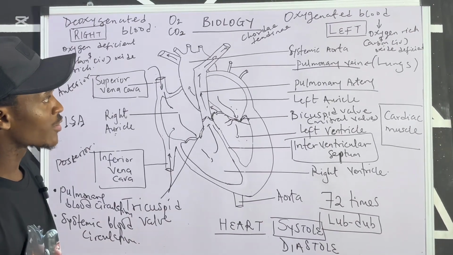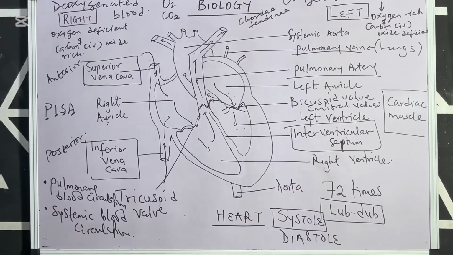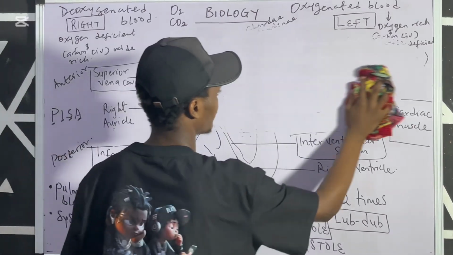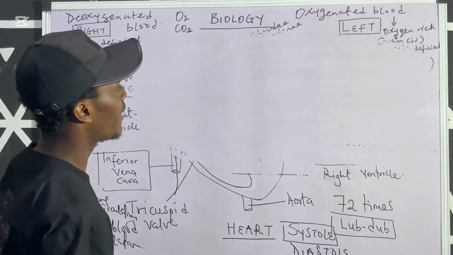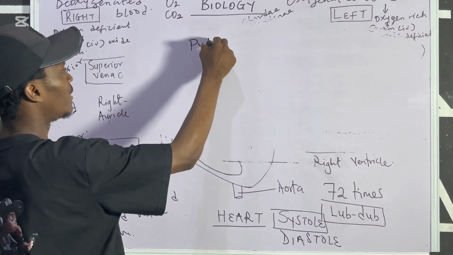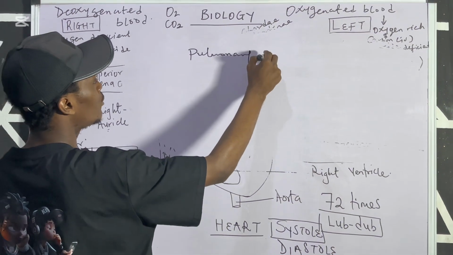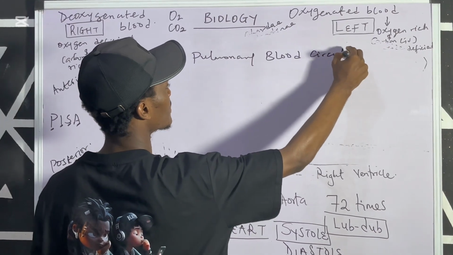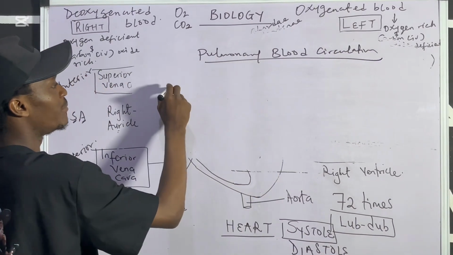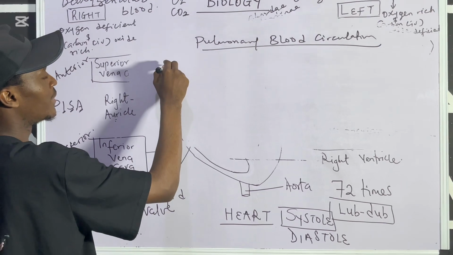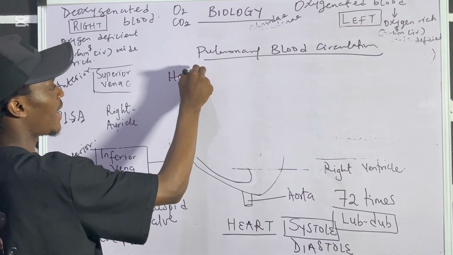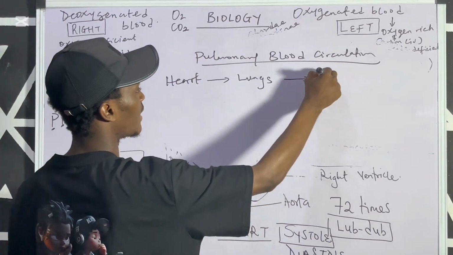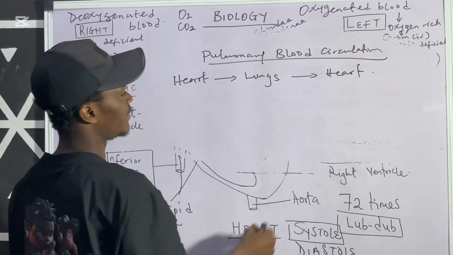Now, what does pulmonary blood circulation mean? When we talk about pulmonary blood circulation, we are referring to a blood circulation that has to do with the lungs. All right, it has to do with the lungs, meaning the movement of blood from the heart to the lungs and back to the heart. That is pulmonary. All right.